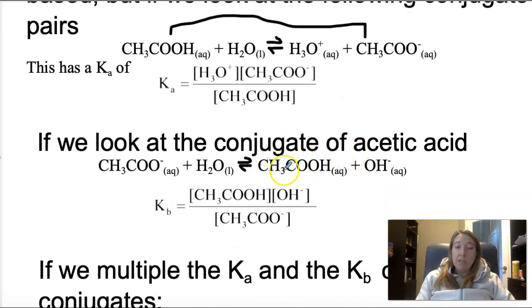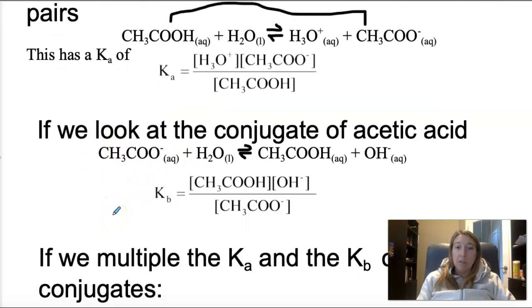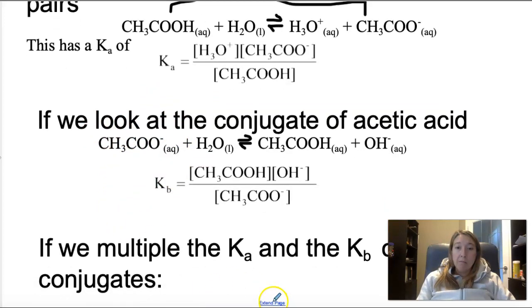It's going to give us CH3COOH and OH-. Still combining with water, we still have our conjugate pairs happening here. We are now making hydroxide because the acetate ion is a base, not an acid. So if we wrote the Kb for this equation, we'd have CH3COOH times OH- divided by CH3COO-.